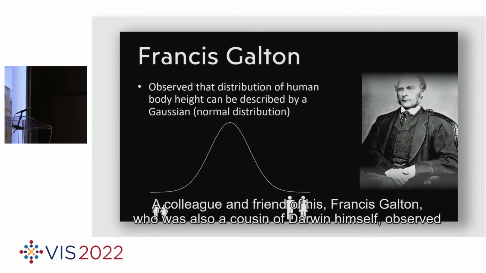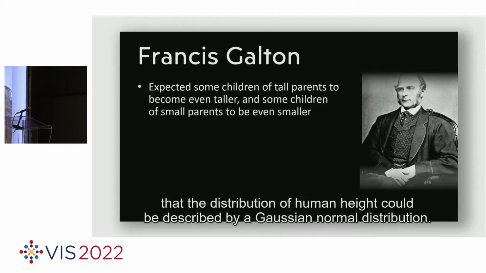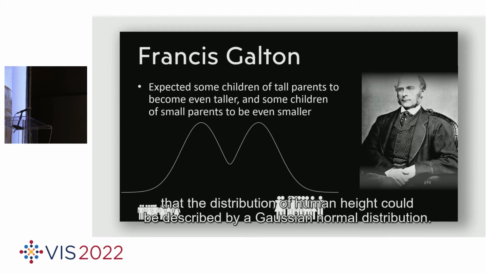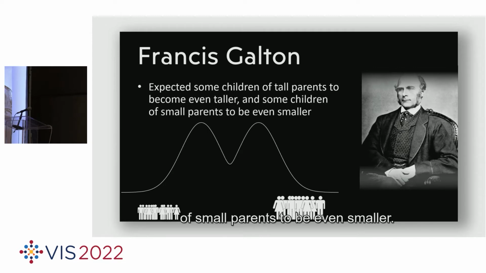A colleague and friend of his, Francis Galton, who was also a cousin of Darwin himself, observed that the distribution of human height could be described by a Gaussian normal distribution. Based on this, he expected some children of tall parents to be even taller, and some children of small parents to be even smaller.